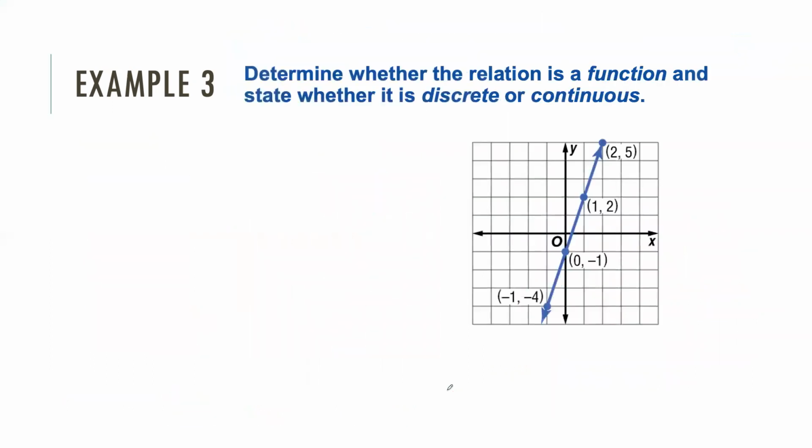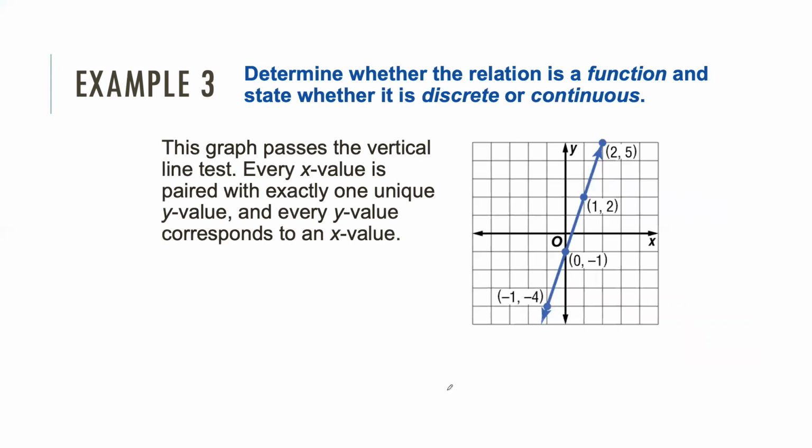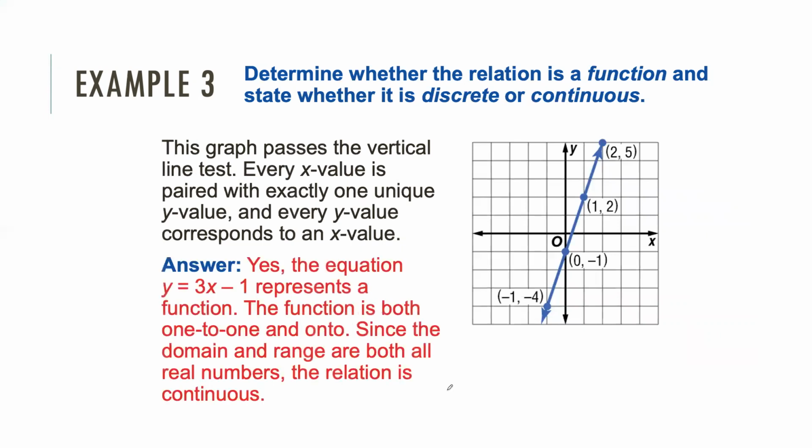The other thing they wanted us to describe was if it is discrete or continuous, as well as if it's onto, one-to-one, and so on. The graph passes the vertical line test, so it is a function. It is one-to-one and onto, and since the domain and range are all real numbers, the relation is continuous.